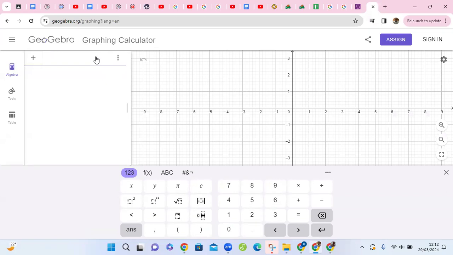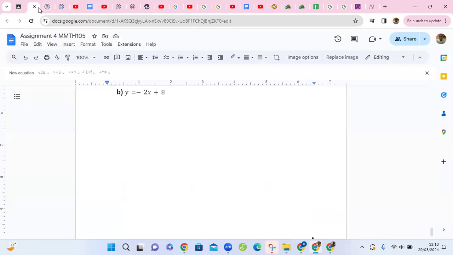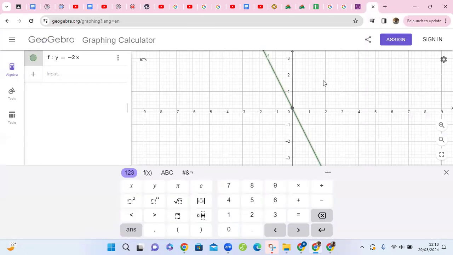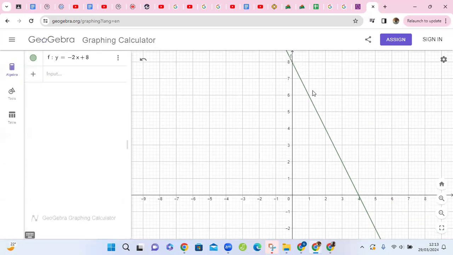So I have to type in y is equal to -2x plus 8. You see y is decreasing because of the -2x. The 8 is the y-intercept. As x increases by 1, y decreases by 2. X increases by 1, y decreases by 2 again, and it starts at 8, so we put the plus 8 there. As you can see, it starts at 8.